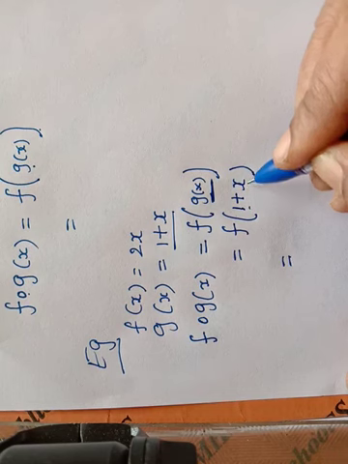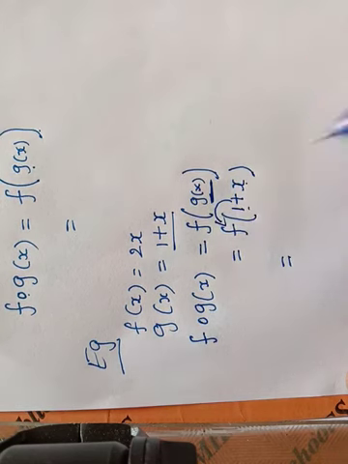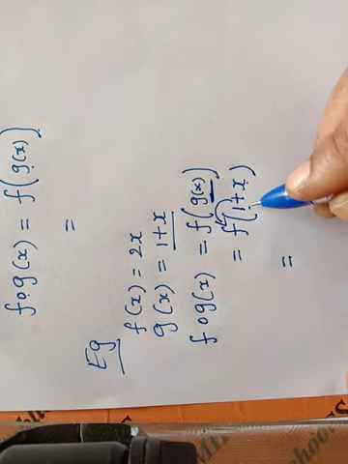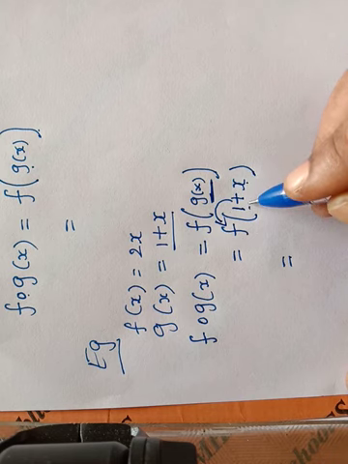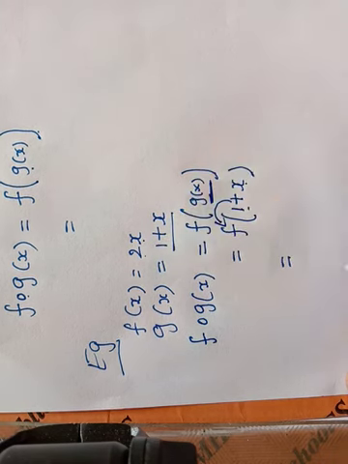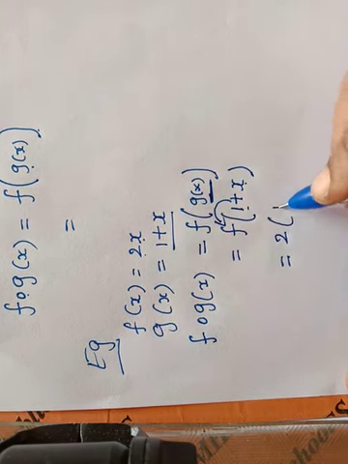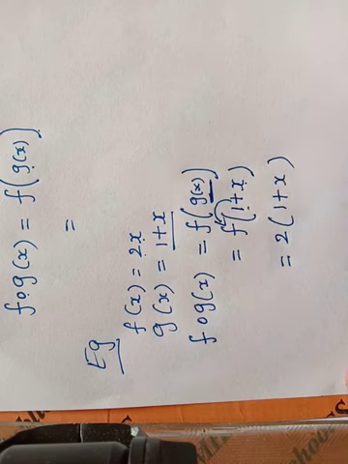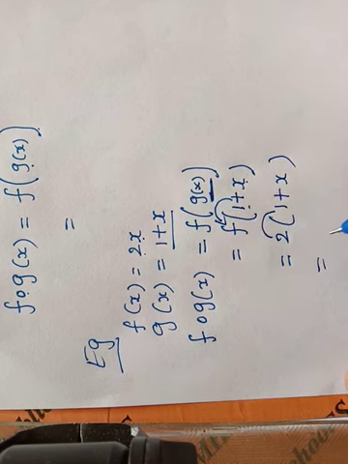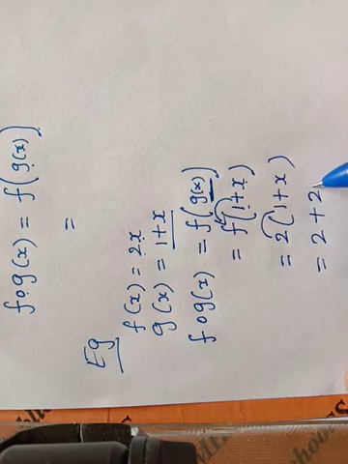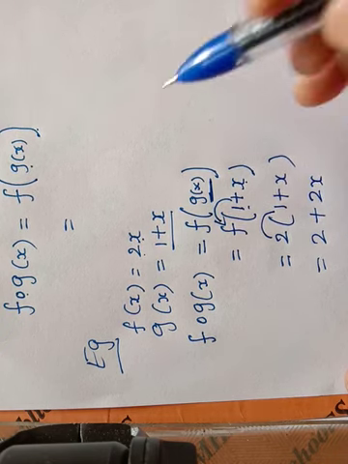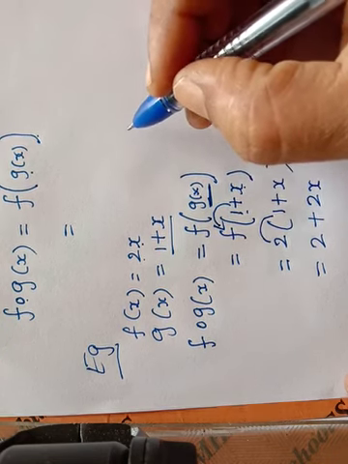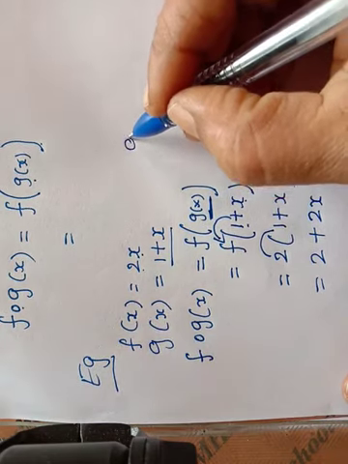So this 1 plus x you want to substitute in the f function, instead of the x in the f function. So 2 into 1 plus x. Again horizontal multiplication, 2 into 1 is 2 plus 2x, you will get it. Can you understand? Next I am going to explain the g composite f.